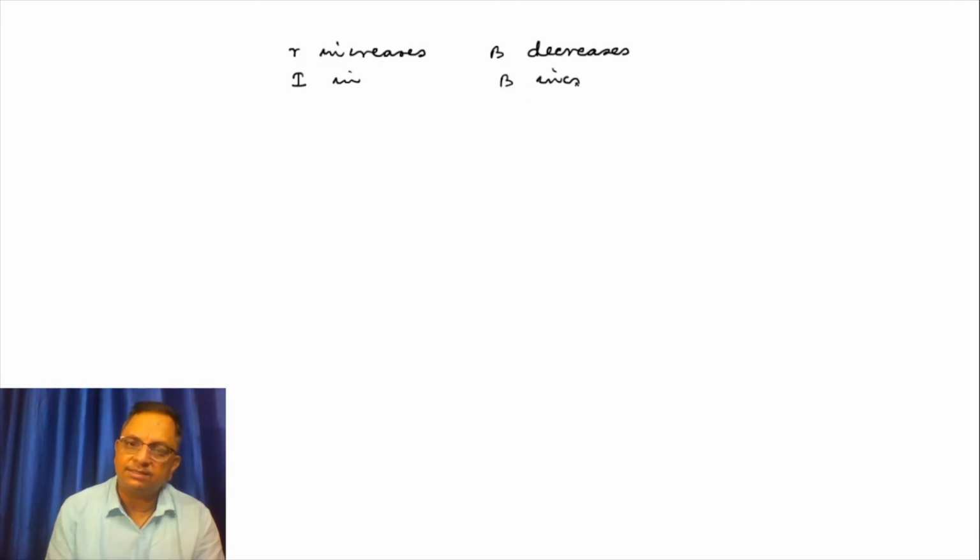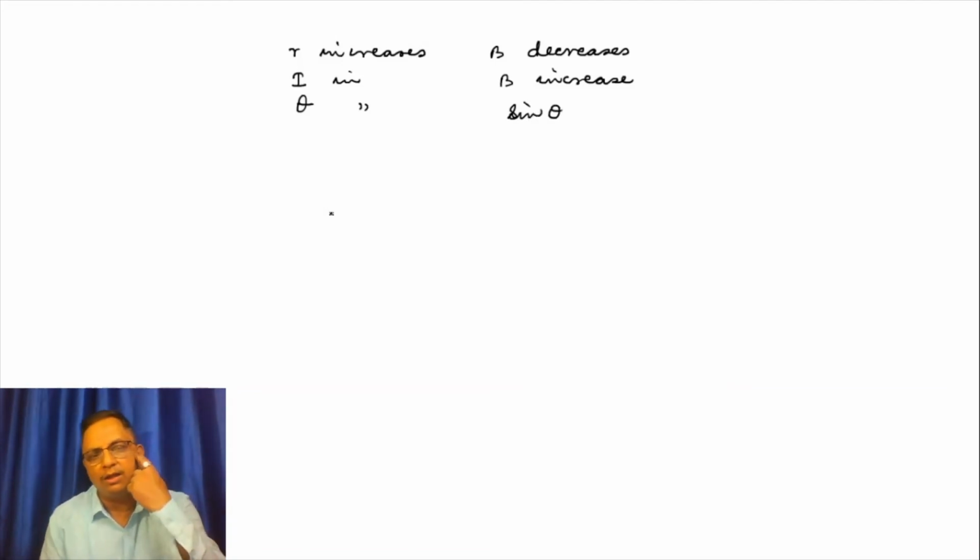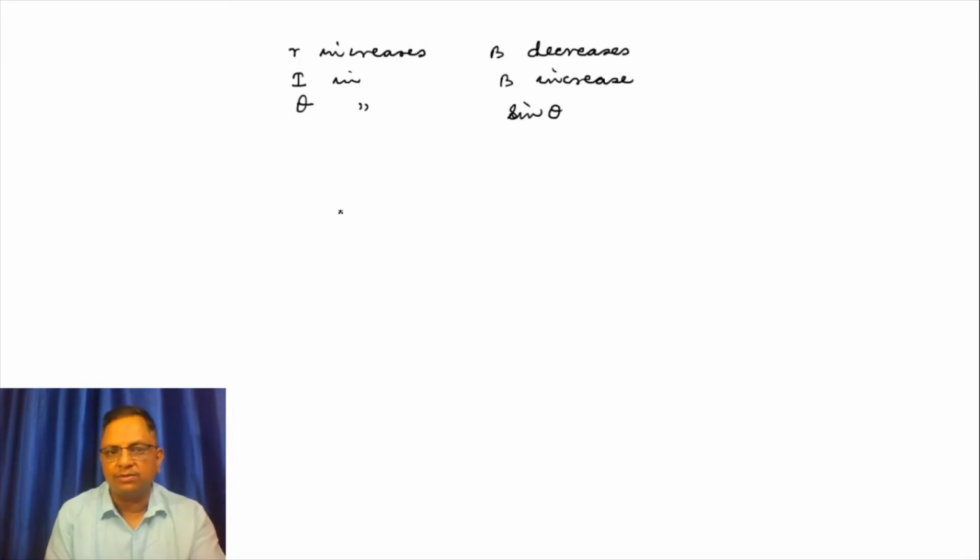Now we see that the value of magnetic field depends upon R. Means if R increases, B decreases. If current increases, B increases. Theta depends like sin theta value. All these factors are combined, and we calculate the intensity value.